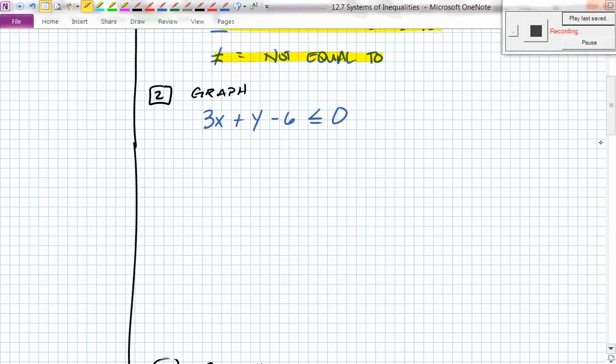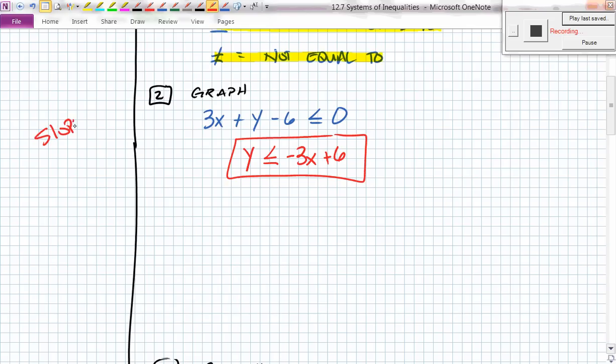So the first thing we're going to talk about is a basic inequality. 3x plus y minus 6 is less than or equal to 0. All right, well, to start all these off, we want to get them into y equals form. So that means I'm going to say that y has to be less than or equal to negative 3x plus 6. Is that right? So we want to put it into, what do we call this form again? Slope-intercept form. That's the one. Yeah, put this into slope-intercept form, right?